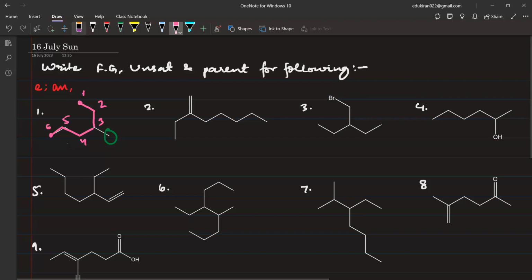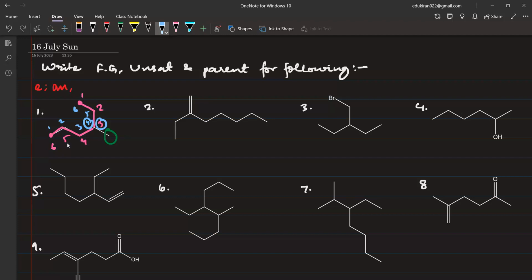So this is the way of numbering. There can be only two ways of numbering. Once you have a parent carbon chain, you can number it like this, as we numbered 1, 2, 3, 4, 5, and 6, or you can number it this way: 1, 2, 3, 4, 5, 6. As you can see, the substituent in the pink color is coming at the third carbon atom, and in the blue color, it is coming at the fourth carbon atom.